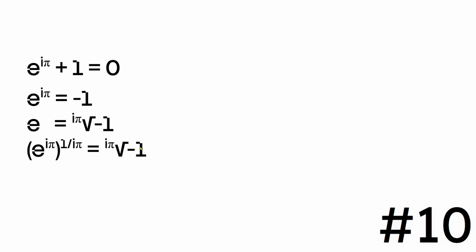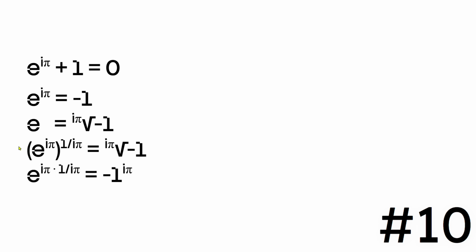And for our final fact, e to the power of i pi plus 1 is 0. You can conclude e to the power of i pi equals negative 1. But why is this? Well, we can find the i pi root of negative 1. This is equal to an exponent. So if we say e to the i pi root equals i to the power root of negative 1, this also equals our square root.